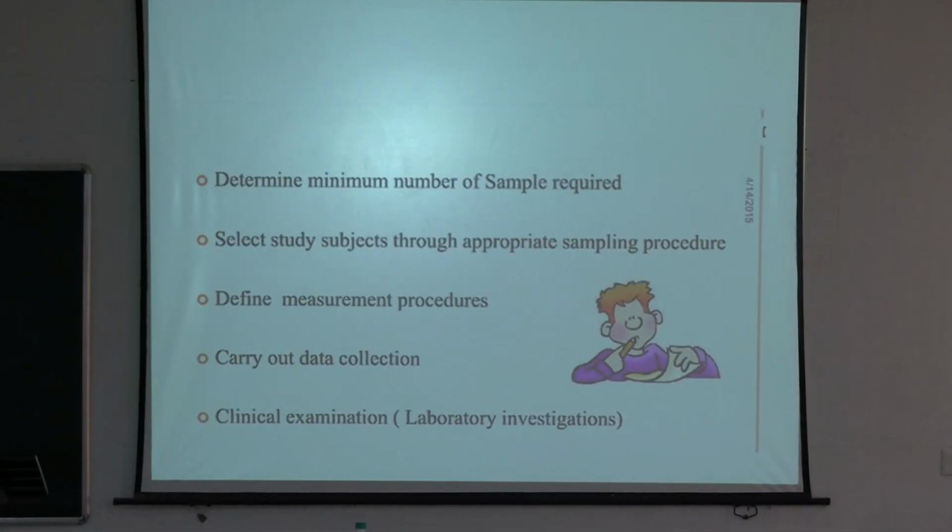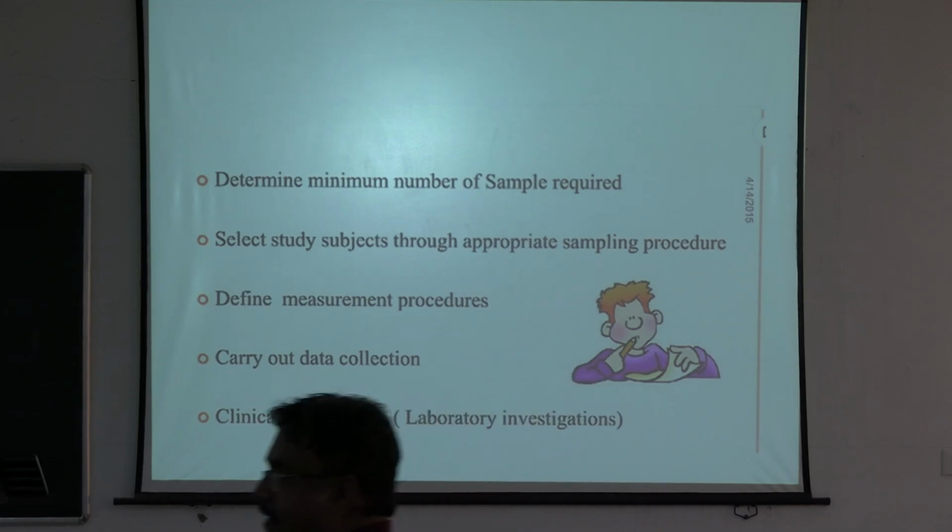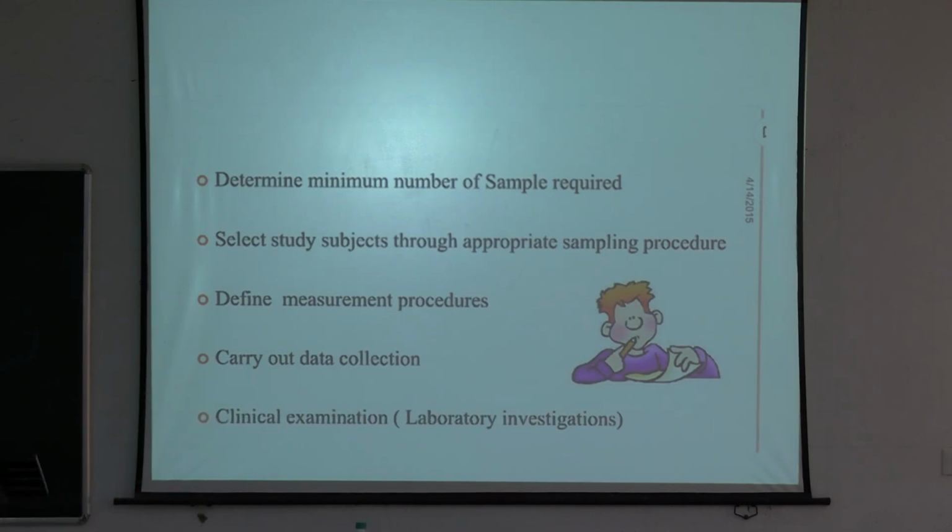This is important. Define minimum number of samples required. How many people do I need for a study? Okay. Now, I want to do a study. There are certain formulas there. 4PQ by L squared. What is the sample required? Then, how do I test this? How do I get the sample?